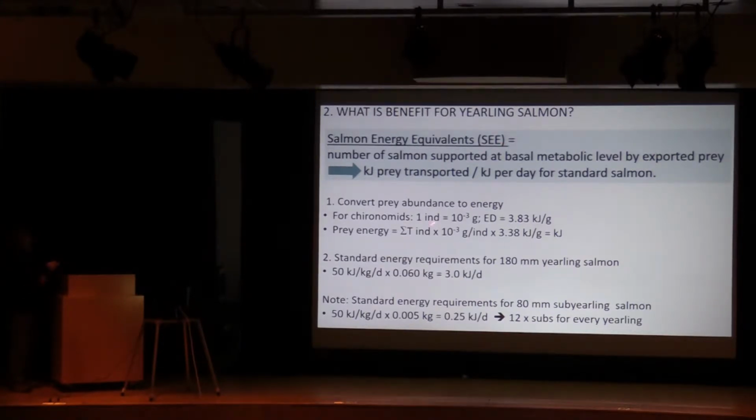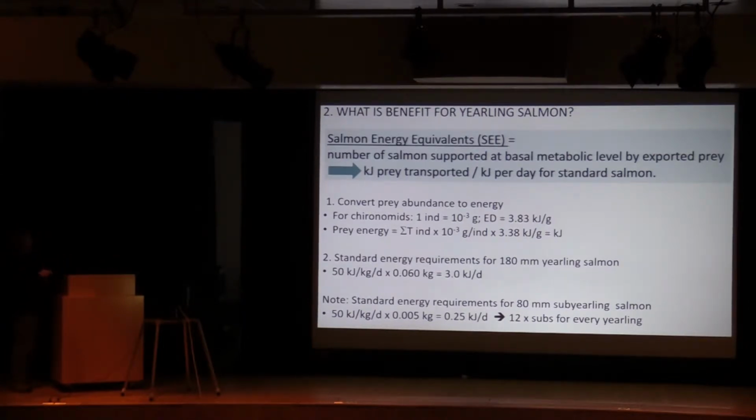So first, we need to know how many of the creatures are coming out. And so for the midges, this is the data we got from the internet. It's about 10 to the minus 3 grams per individual, and their energy density is about 3.83 kilojoules per gram. It's about medium for a lot of the prey. So then we can sum all that up for all the midges that were coming out, to get the total amount of energy, in kilojoules, that comes out in that ebb tide.